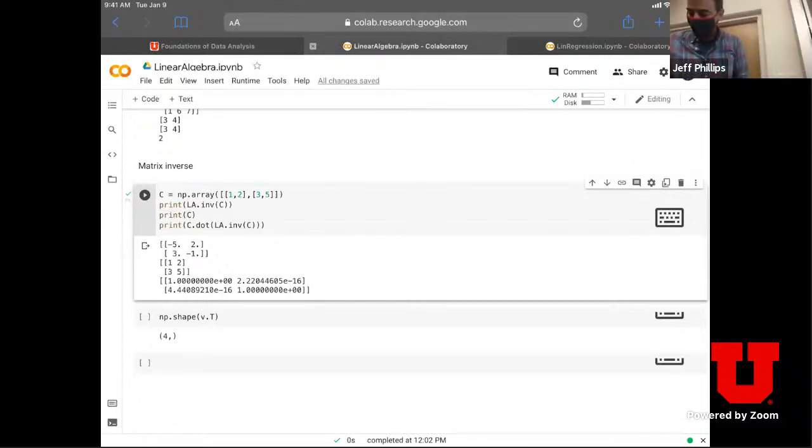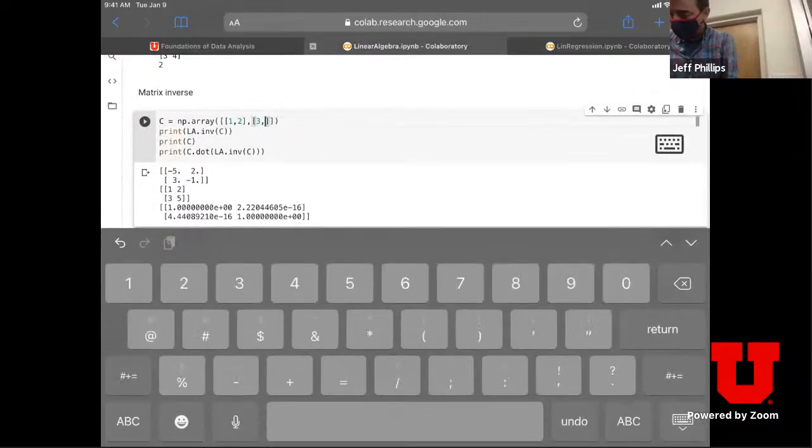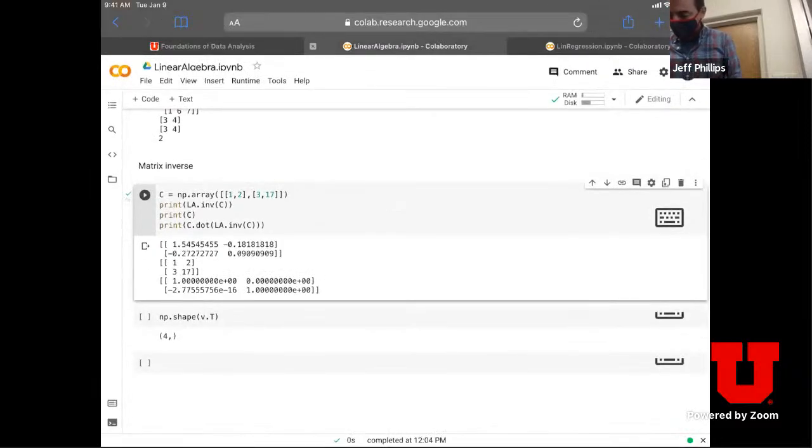Okay, let me just quickly change this 5 to a 17, and let's see what happens. Okay, I'm getting back something a little bit stranger in this case, but I'm still getting back a matrix inverse, and this one's even closer to 0. It's even written as 0 now. Okay, great. So we'll stop there.